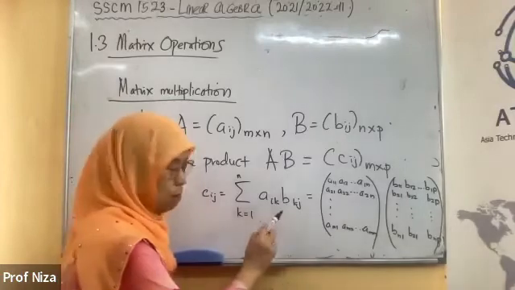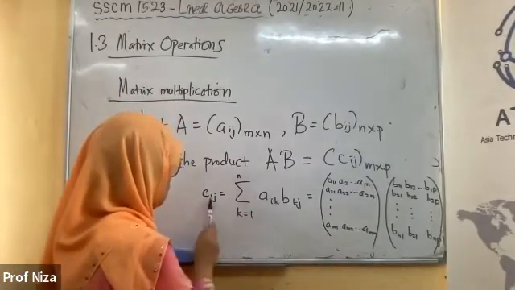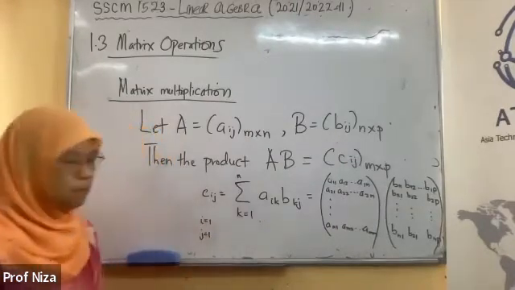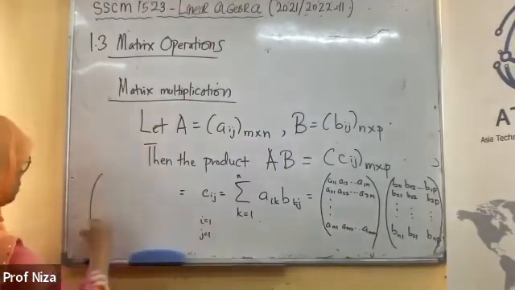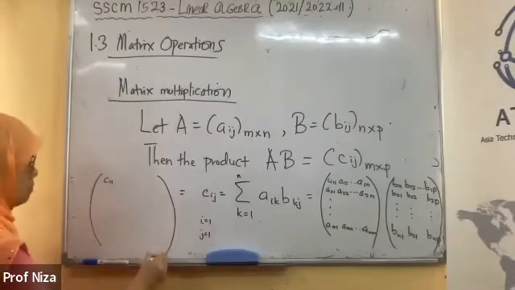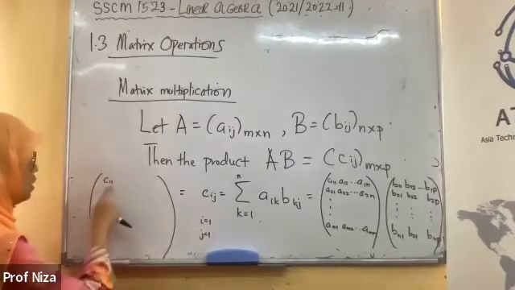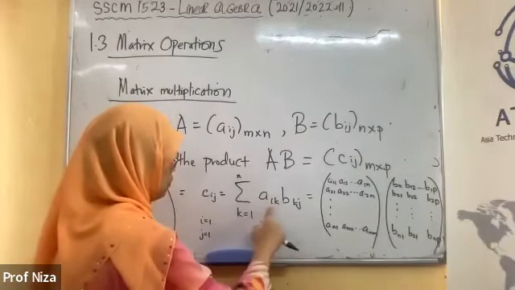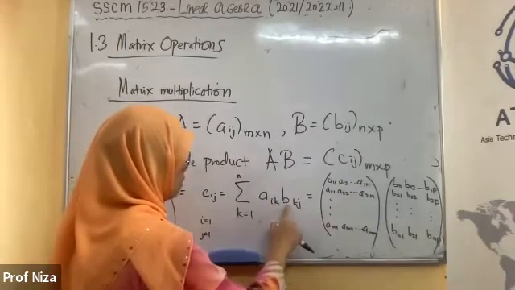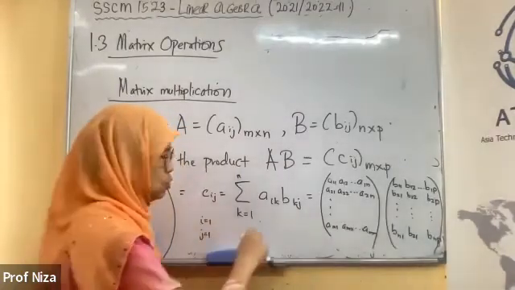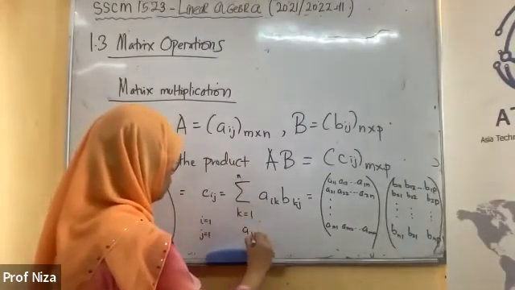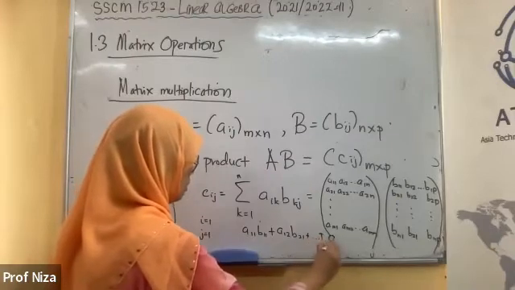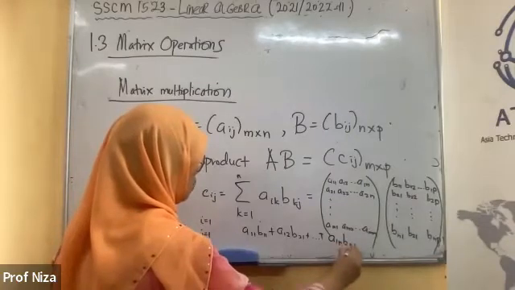So if k is 1, okay, if you want to find i is 1 and j is 1, you will get, I write here, C11. Okay, C11 is i is 1, j is 1. When k runs from 1 to n, the first one will be A11, B11. And then k is 2, plus, right? So A11 B11 plus A12 B21 plus until A1N BN1, right?